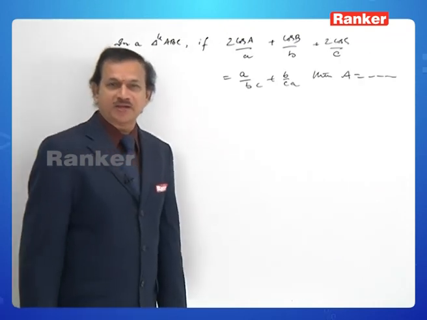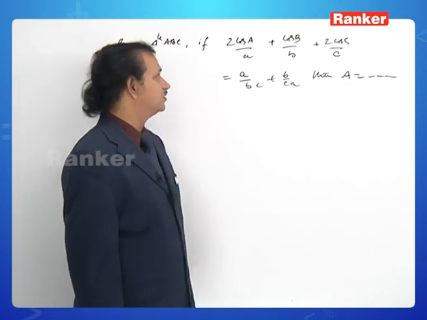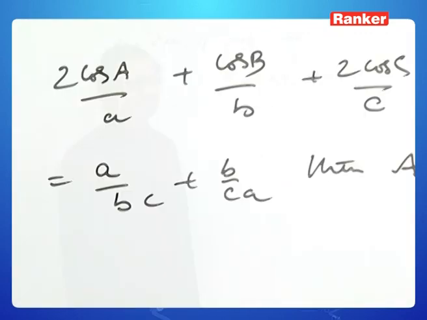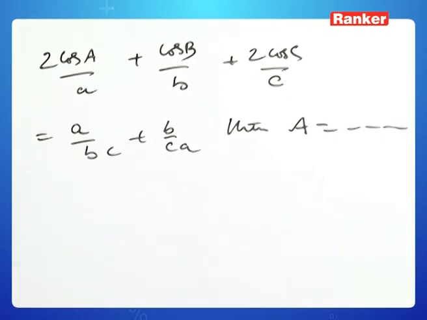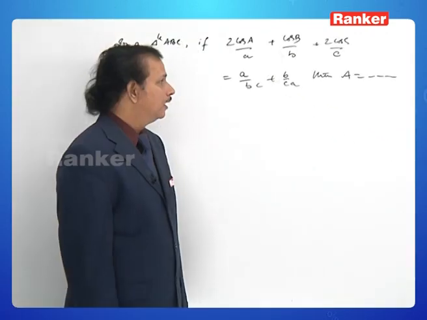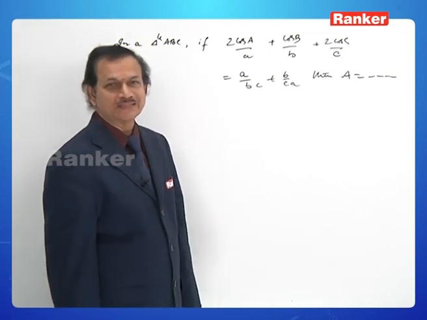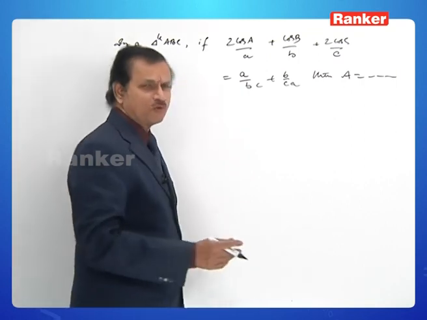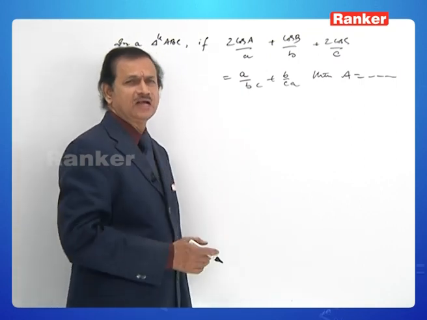The next problem is ready for us. In a triangle ABC, 2 cos A by a plus cos B by b plus 2 cos C by c is equal to a by bc plus b by ca. Then what is A? He is asking us. There are some options, some 45 degrees, 60 degrees, 90 degrees, etc.